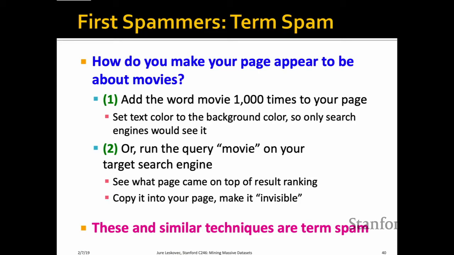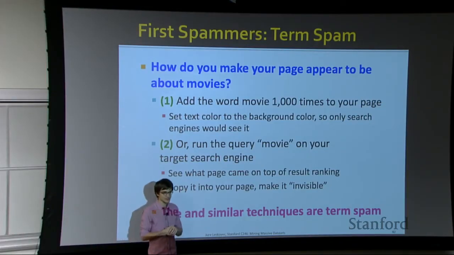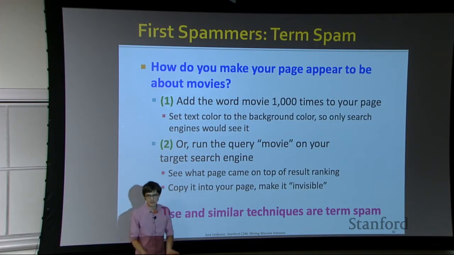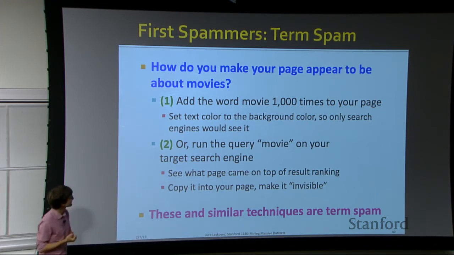And this was a very simple way how you could fool the early search engine that you are about movies, even though you might be selling t-shirts, right? Just because you added all this text kind of below the fold, you masked it out so it had the same color as the background color, so it wouldn't bother the user, but the search engine would think that this is a regular part of the web page, so it would index that and it would say, oh, if you say movie so many times, you must be about movies, so we will rank you high, right?